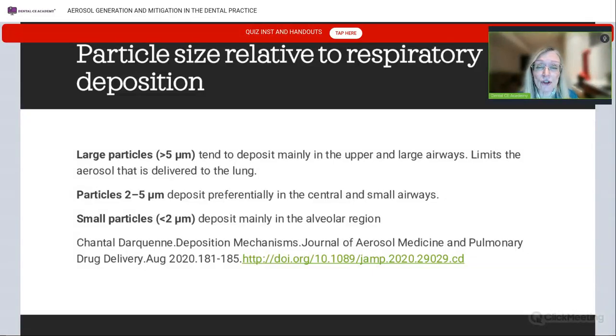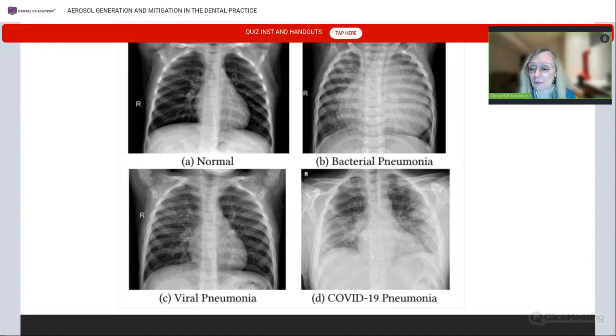Now, the particles that are 2 to 5 microns deposit preferentially in the central and small airways. So they can embed deeper because they're smaller in diameter. They can bypass some of the protective features of your respiratory system. Now, the small particles, less than 2 microns, deposit mainly in the alveolar region. So that's very, very deep into the respiratory system.